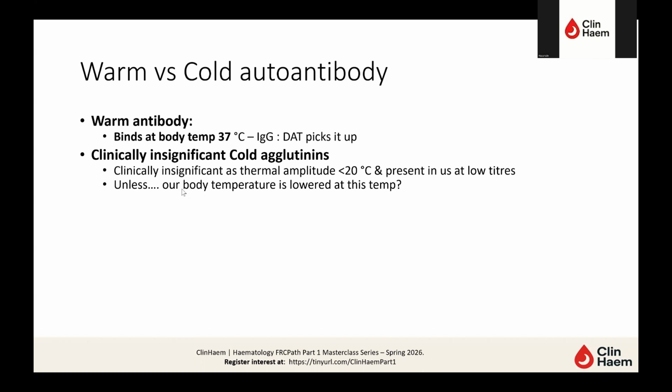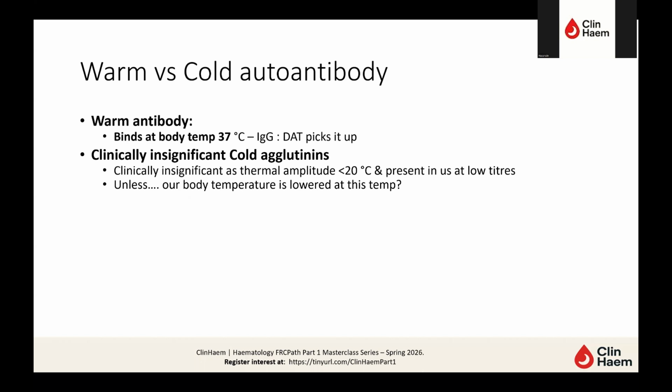But unless our body temperature is lowered to around 20 degrees, can anybody think of any scenario where our body temperature in life, of course, I don't mean in death, if our temperature would ever be dropped to 20 degrees? Anybody? No? So some cardiac surgeries, you're supposed to drop the temperature down to quite low levels for the surgery.